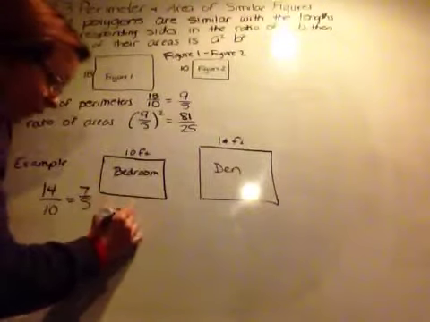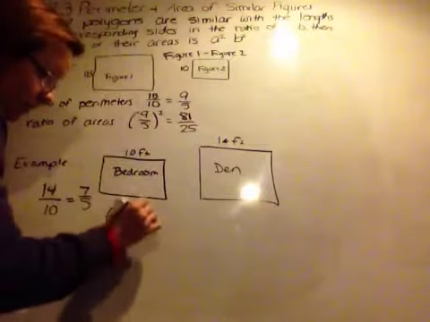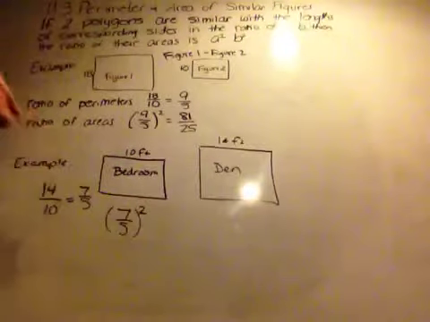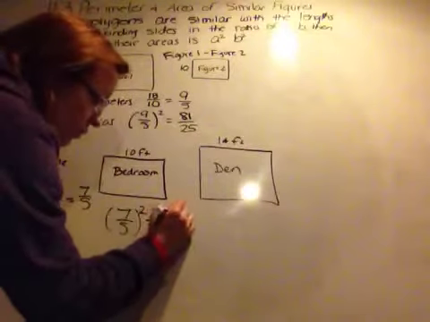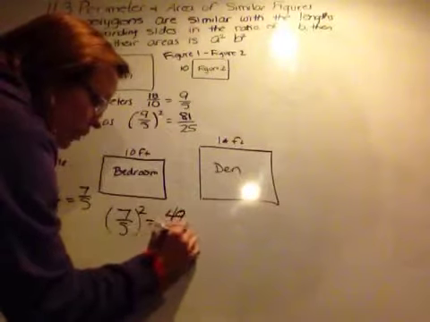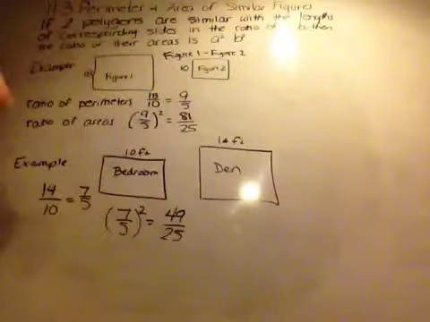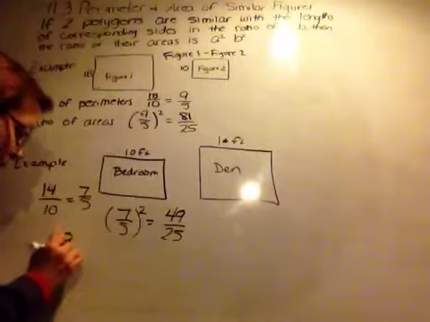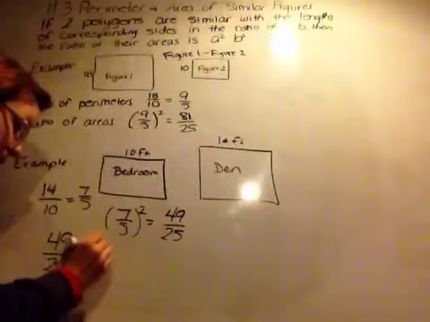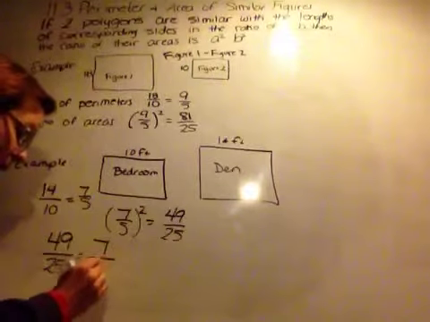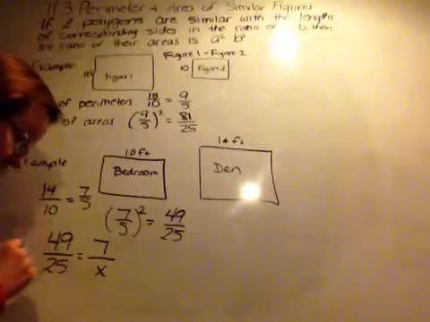Since I need the area to determine how much paint I need, I'm going to square my ratio of sides to find what my ratio of areas is. So 7 squared is 49, over 5 squared is 25. Now I'm going to use that to find how much paint I need. For the larger area, I'm going to use 7 quarts of paint, and I want to find out how much I need for the smaller area.